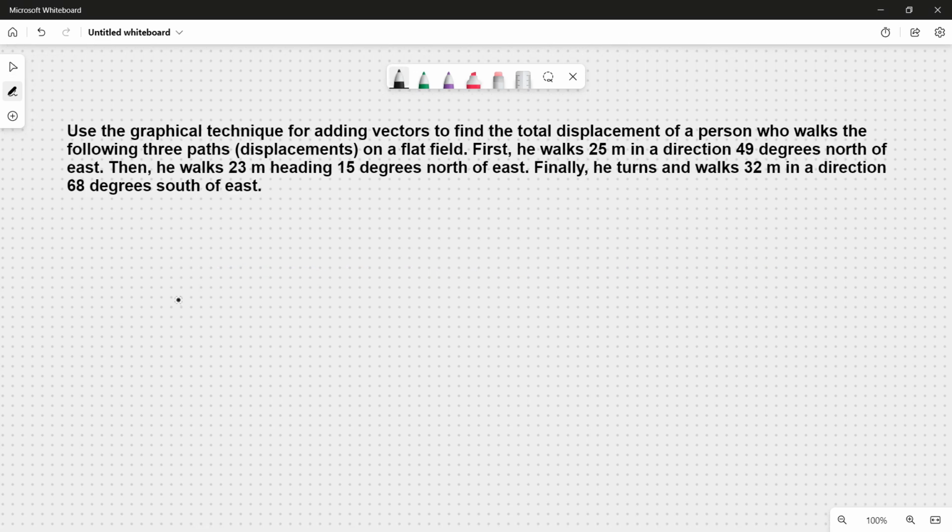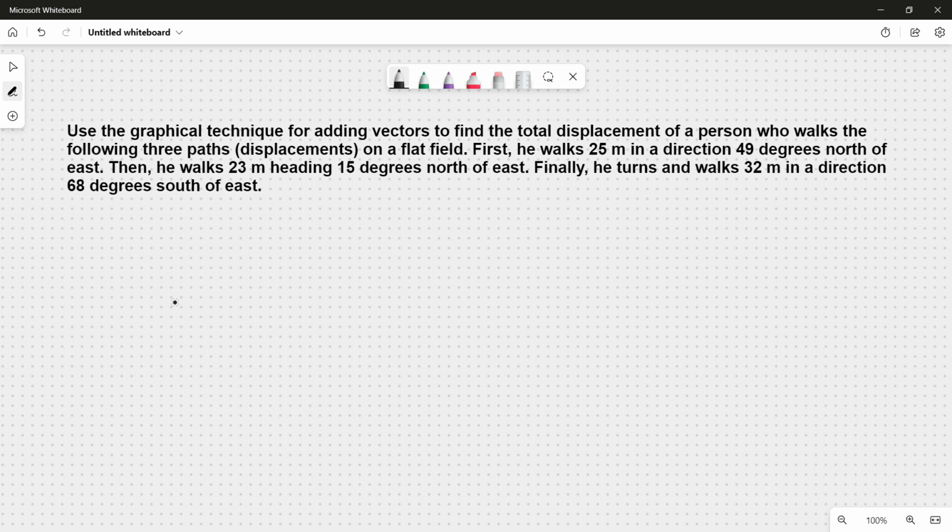Use the graphical technique for adding vectors to find the total displacement of a person who walks the following 3 paths on a flat field. First, he walks 25 meters in a direction 49 degrees north of east. Then he walks 23 meters heading 15 degrees north of east. Finally, he turns and walks 32 meters in a direction 68 degrees south of east.